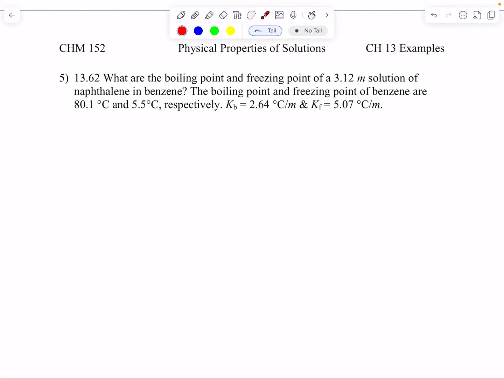Number 5. The question is, what are the boiling point and freezing point? So we have 2 questions, question number 1 and question number 2, of a 3.12 molar solution of naphthalene and benzene. It gives you the boiling and freezing points. The freezing point is 5.5, the boiling point is 80.1, and it gives KB and KF.